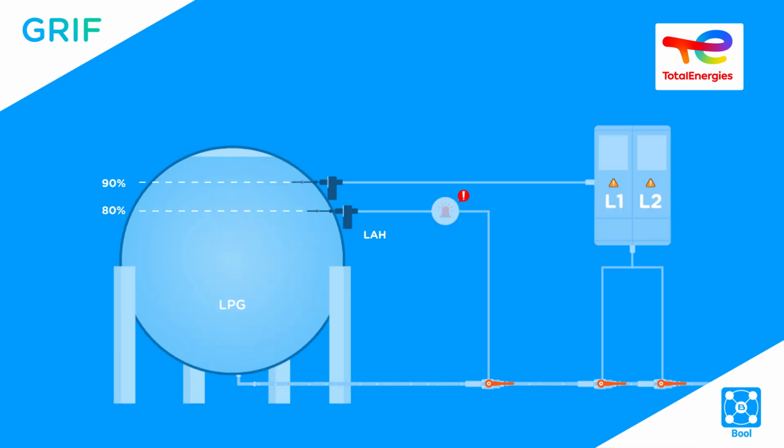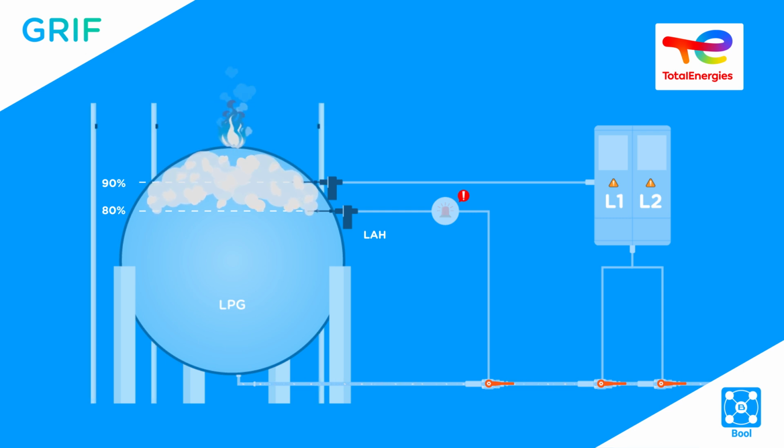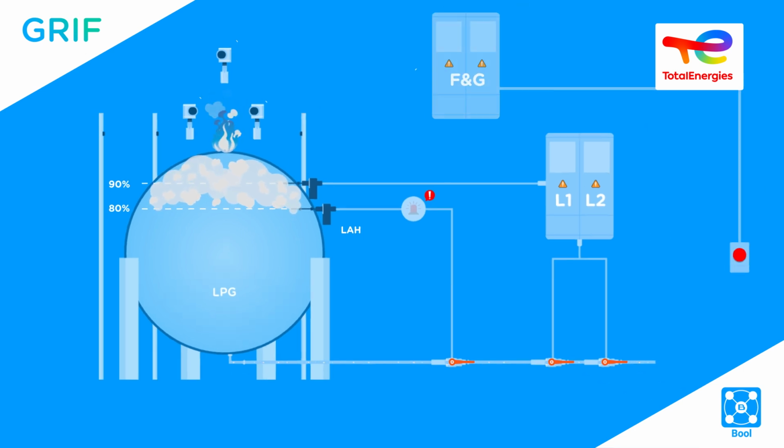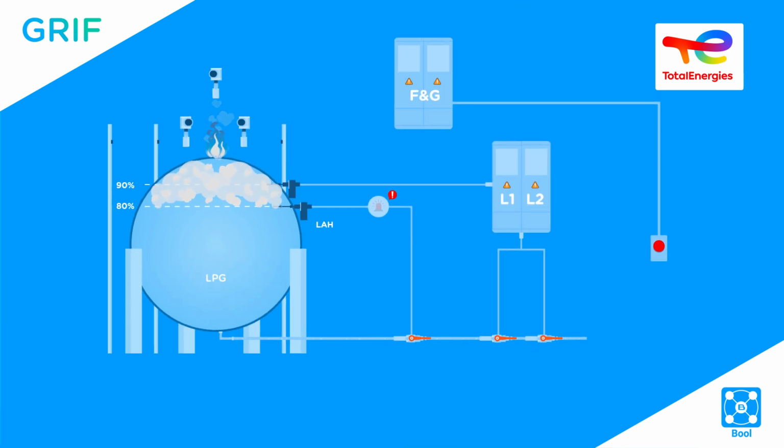If both of these preventive layers fail, a 65 mm leak appears on the LPG storage sphere. To limit the consequences, a deluge system is installed. With 3 gas detectors in 1 out of 3, the leak is detected, and the information is sent to the fire and gas logic solver.